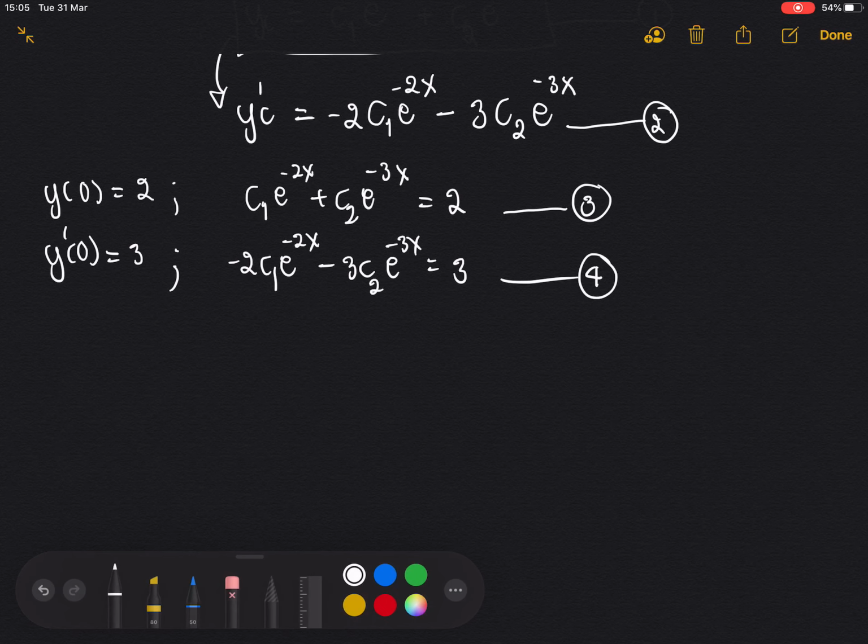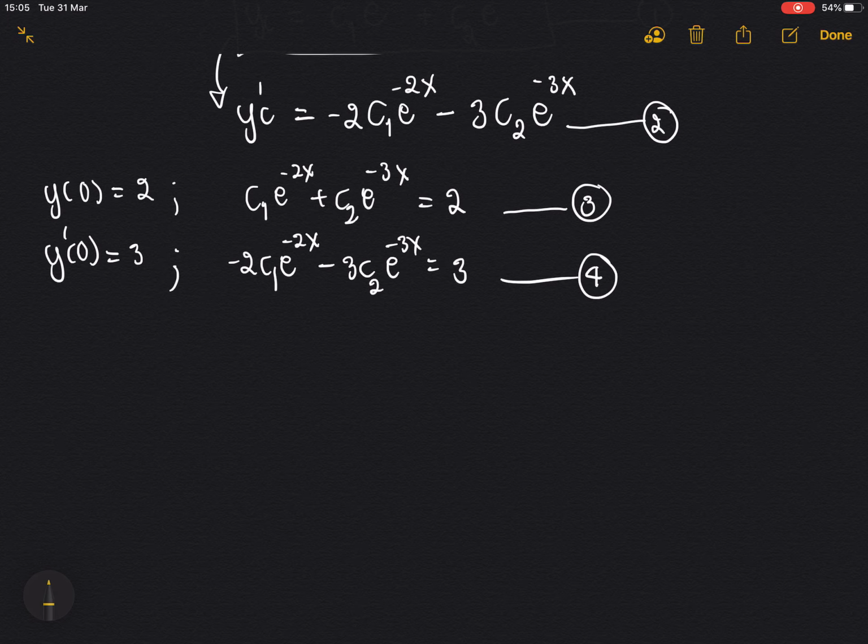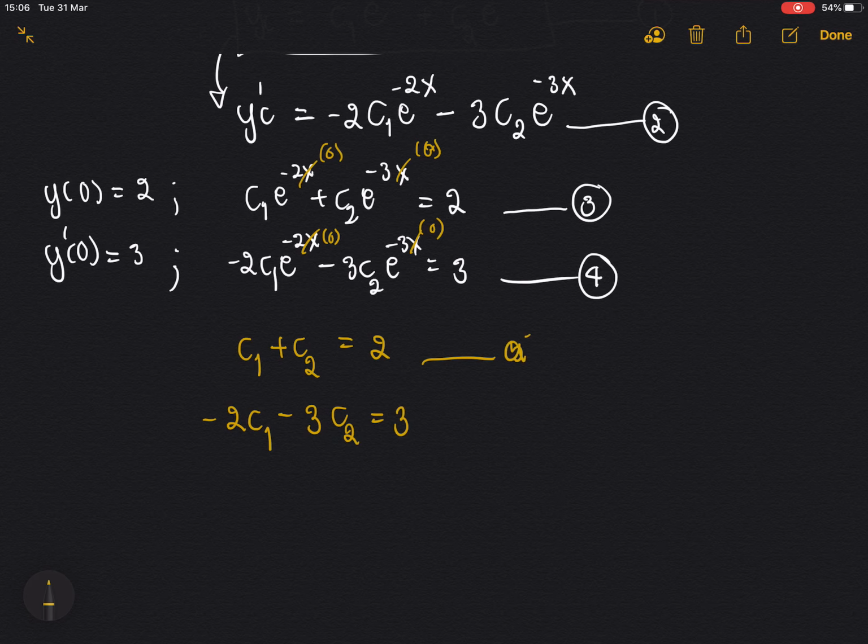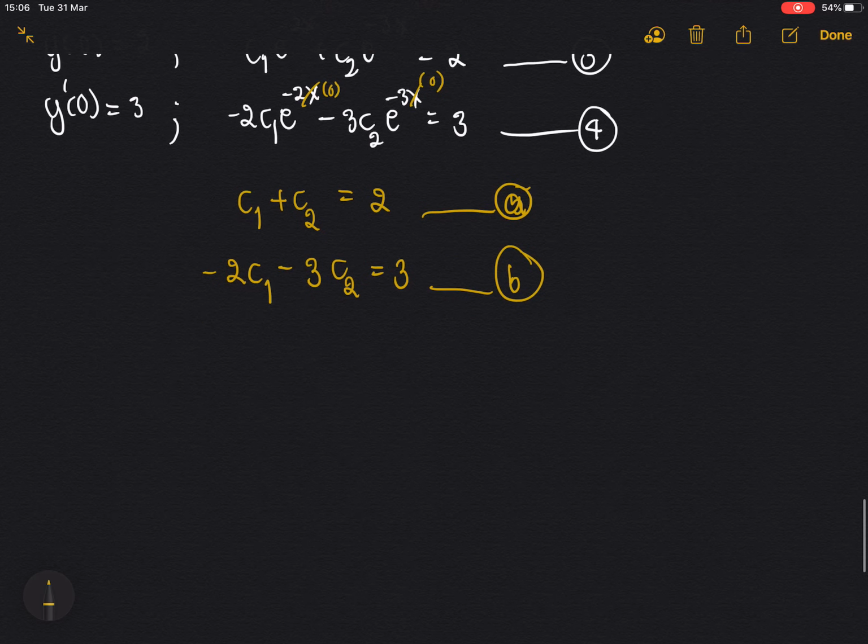So in this expression 3 and expression 4, we have to substitute x as 0 here, this one x as 0 and this one as 0. Therefore, you will have c1 plus c2 equivalent to 2, and you will have minus 2c1 minus 3c2 equivalent to 3. So let me name that as A and let me name that as B, right? So in expression A and expression B, suppose that I let c2 equivalent to 2 minus c1, right?